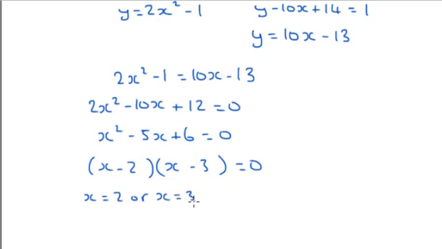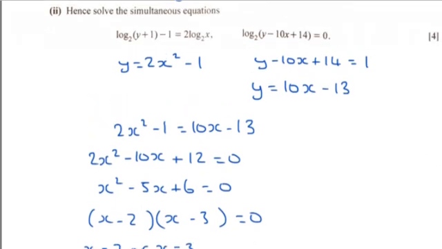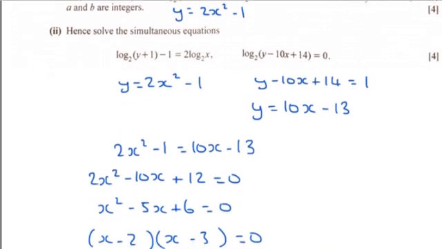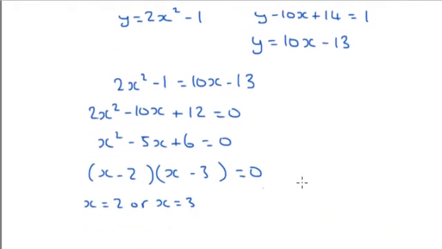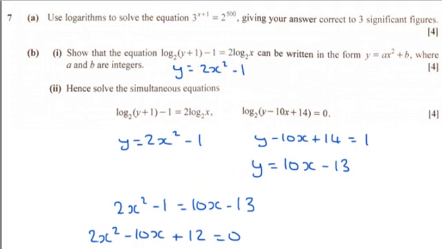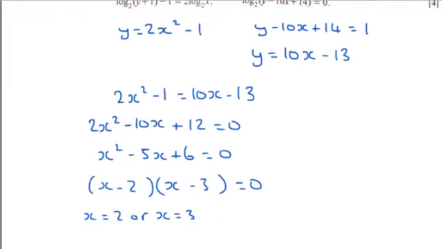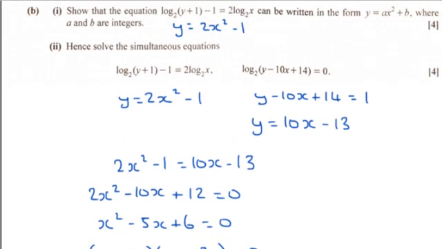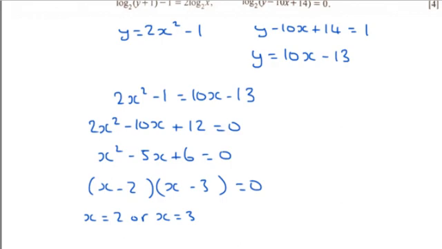Both of those answers are absolutely fine. They both work for this question. If x had come out negative for one of these answers, we'd have needed to ignore it because you can't log a negative number. And because logs are involved, that would mean we'd have to ignore that option. But we don't in this case. They're both fine. Last job then is to work out what y is equal to.